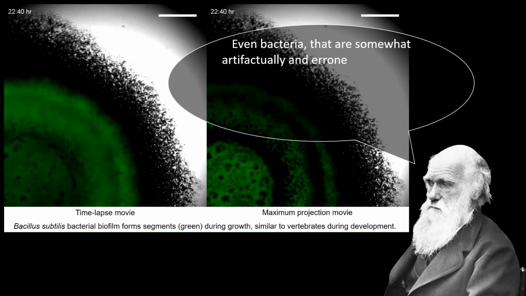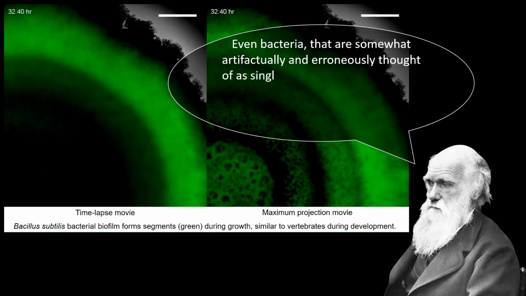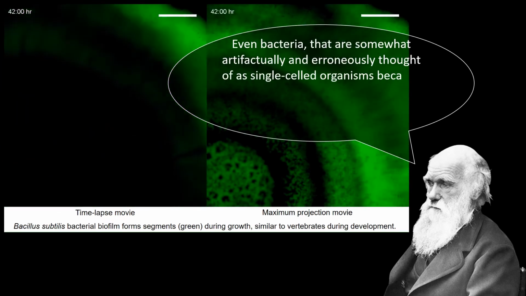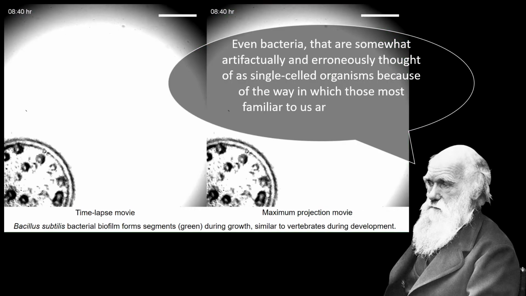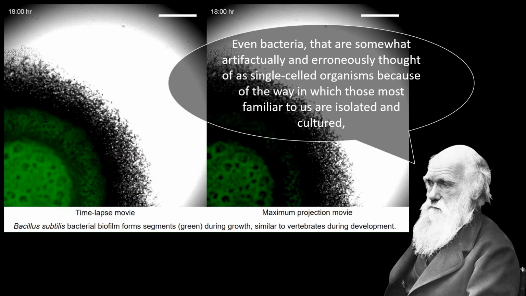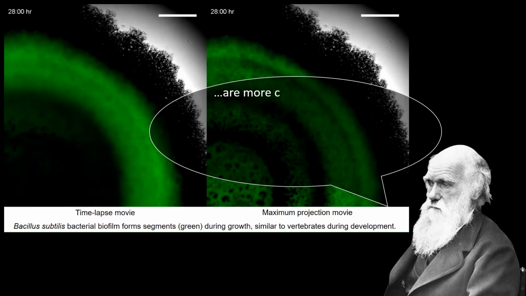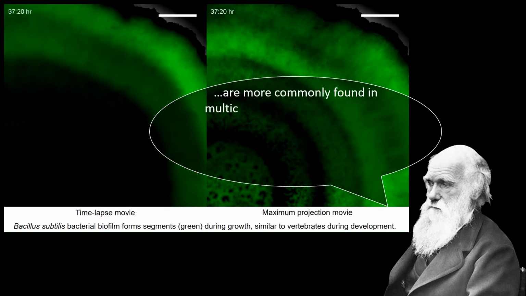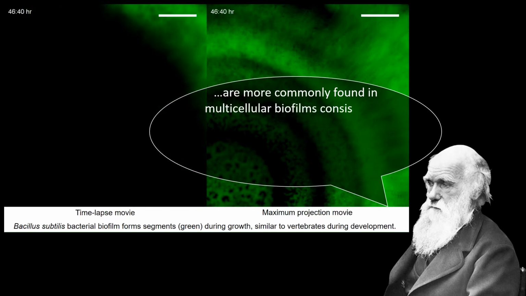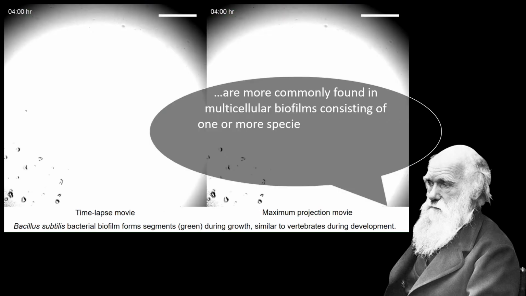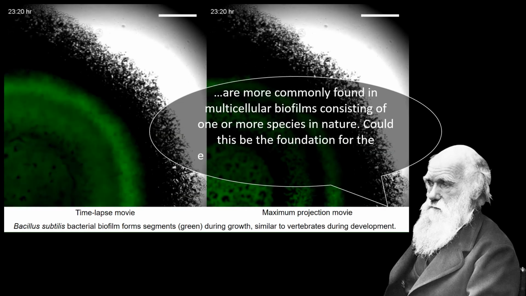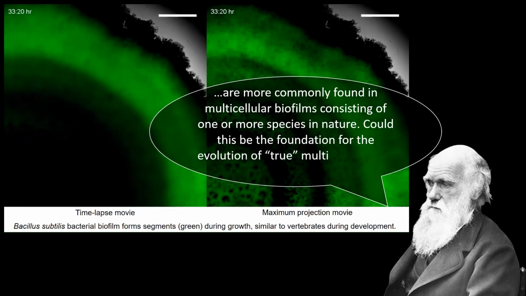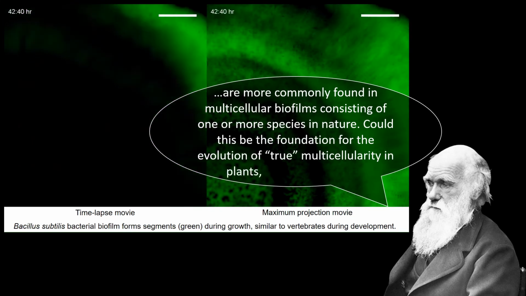Even bacteria, that are somewhat artifactually and erroneously thought of as single-celled organisms, because of the way in which those most familiar to us are isolated and cultured, are more commonly found in multicellular biofilms consisting of one or more species in nature. Could this be the foundation for the evolution of true multicellularity in plants, animals, and fungi?